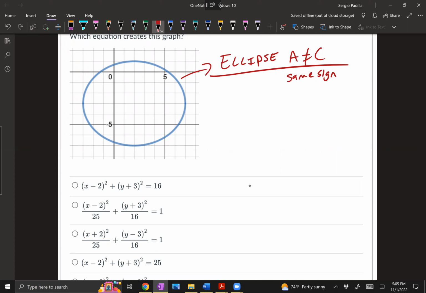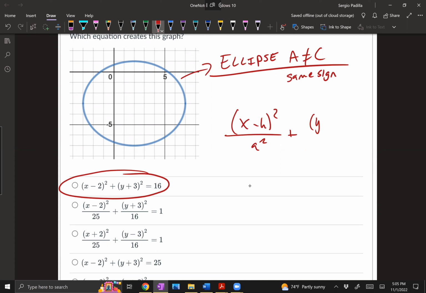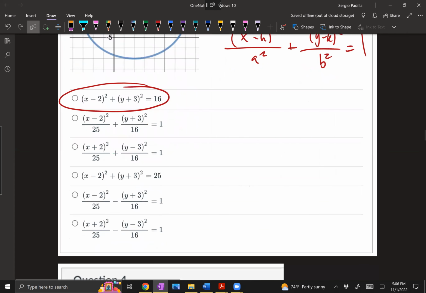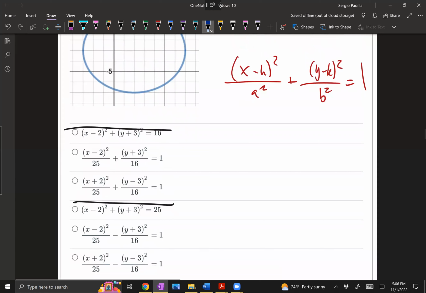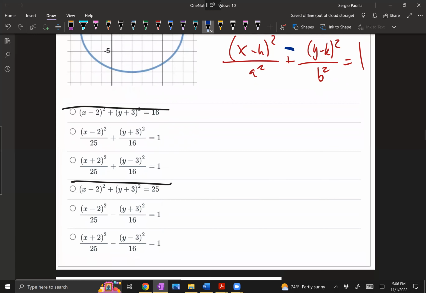This one right here is the equation of a circle, yes? Because the equation for an ellipse looks like (x minus h) squared over a squared plus (y minus k) squared over b squared equals 1. So we can already eliminate anything that's not equal to 1. I'm going to cross out this one and this one right away. We can also get rid of anything that has the minus in between. If your fractions have a minus in between, that's not an ellipse, that is a hyperbola. So this one right here with the minus in between should be a hyperbola equation. So that one and that one are going to go away.